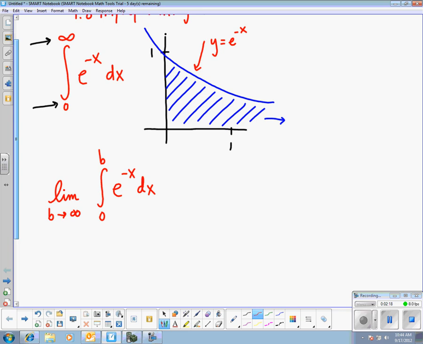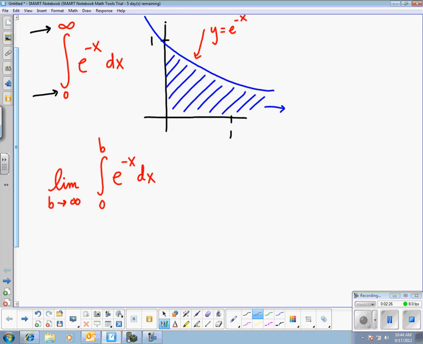So now we're just going to approach it like any normal integral. We're going to integrate it, sub in the b and sub in the 0, and then worry about the fact that it goes on forever. And this integral isn't too bad. It's just the integral of e to the u. u is negative x, then du is negative 1 dx. So I just need a negative inside and a negative outside to compensate for it. So I end up with a limit as b goes to infinity of negative e to the negative x evaluated at b and at 0.